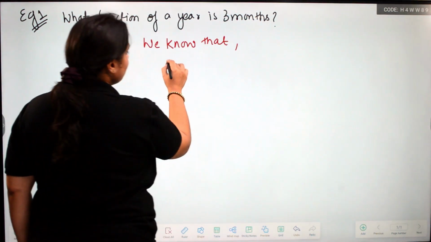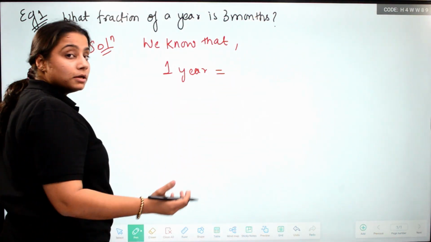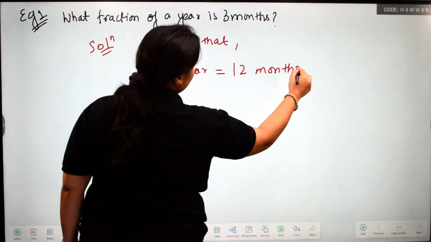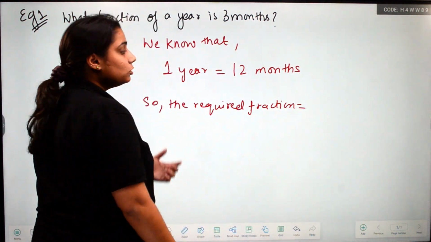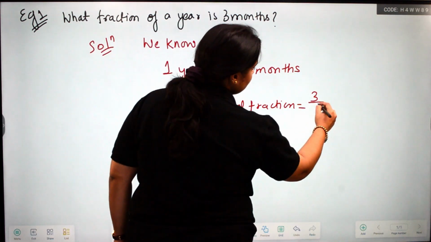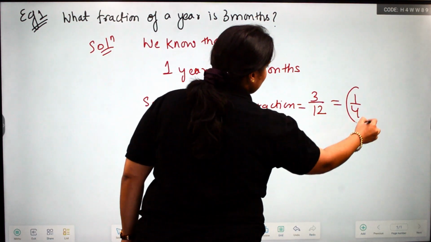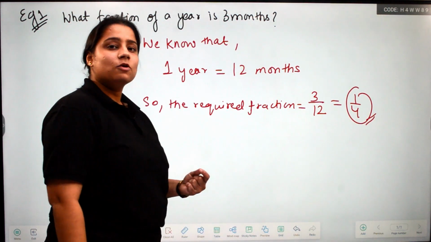1 year is equal to how many months? It is equal to 12 months. So the required fraction will be equal to 3 upon 12. So it will be 1/4. Hence 1/4 is the required fraction.